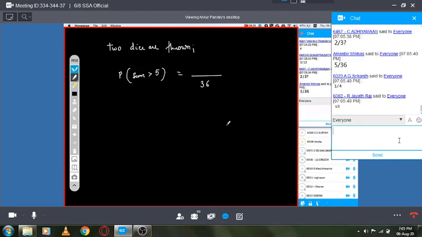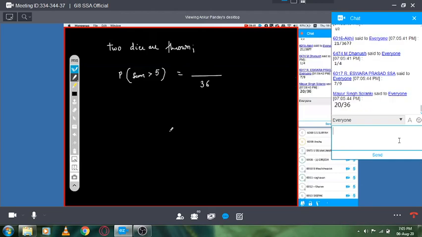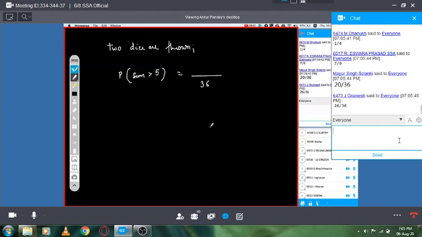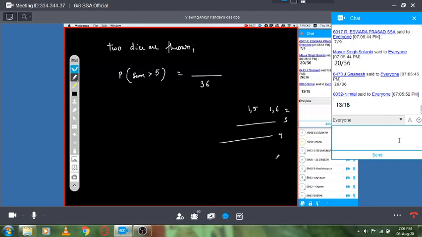चलो देखते हैं. रिलैक्स रिलैक्स. ओके, डोंट शॉट, रिलैक्स. सो सी, सम शुड बी ग्रेटर देन 5. सो 1/5, 1/6. सो 3, 4, 2, 3, 4.